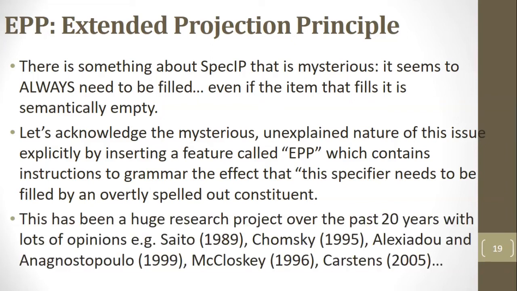The EPP and its nature is a stipulation, and stipulations are usually not good for scientific theories. And for this reason, the EPP has attracted a huge amount of research interest over the past 20 years. For instance, Saito talked about Japanese in 1989, Alexiadou and Anagnostopoulou compared Greek and Arabic in 1999. McCloskey applied these insights to Irish, which is a verb-first language, and Carstens explored the interrelationship of agreement and the EPP in African languages from the Bantu language group.